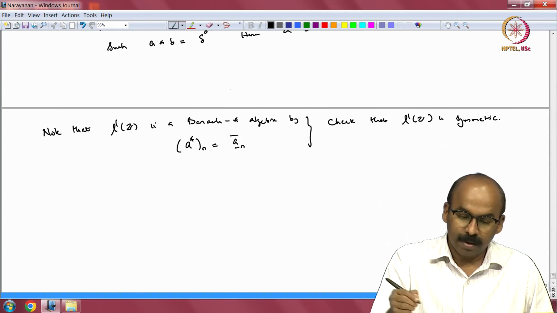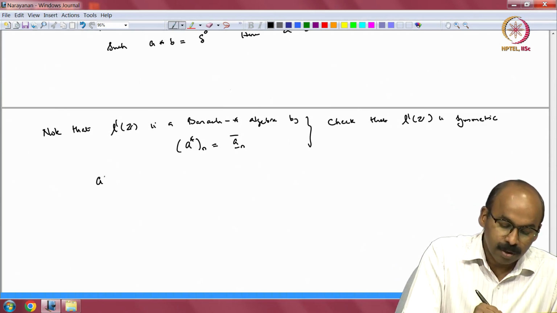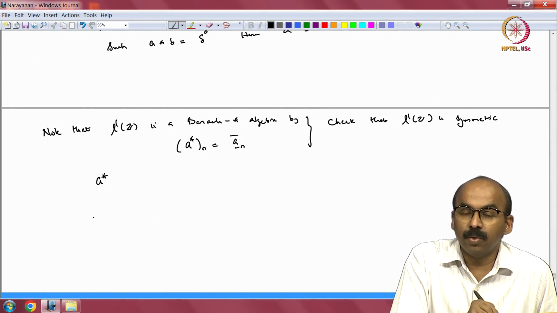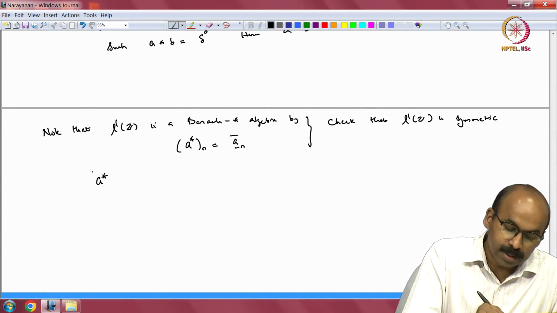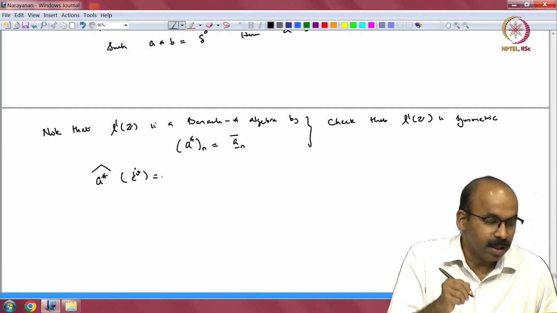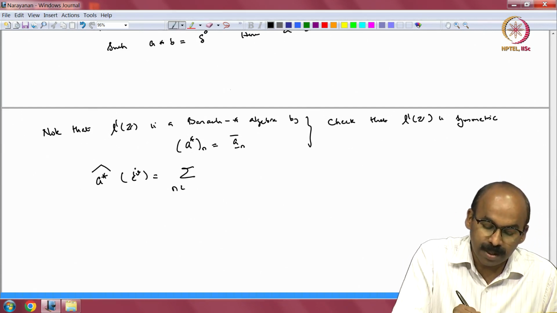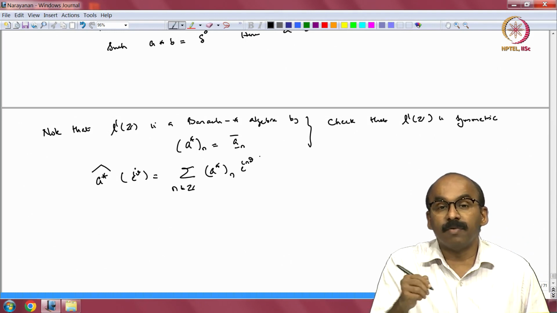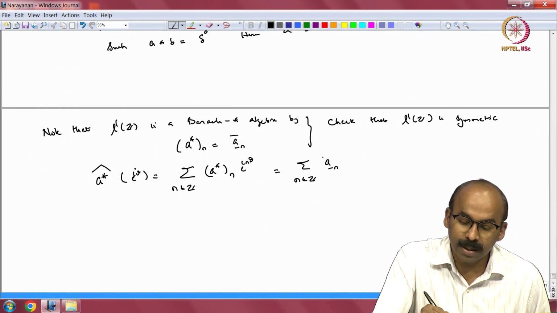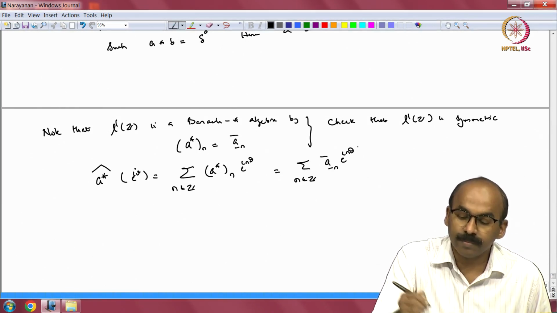Well, we can check this directly now. I want to know if A star hat will go to A hat bar. So, A star hat at e to the I theta, remember the spectrum is just a circle, this we know, is summation n in Z, A star the nth element e to the I n theta. That is how the Gelfand transform is defined. A star is defined to be A minus n bar.